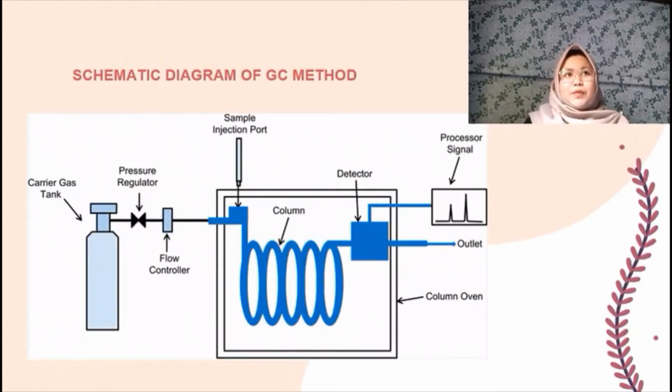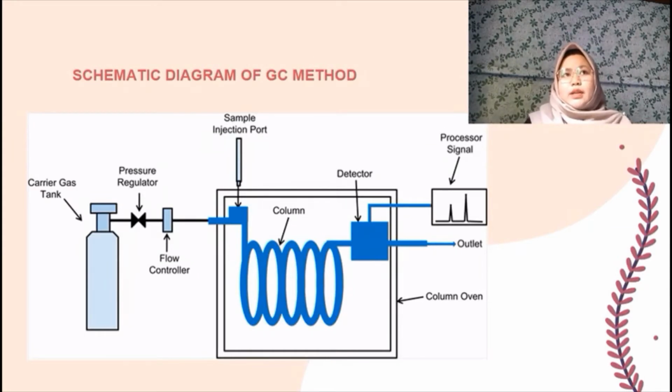So let's move to the schematic diagram of the gas chromatography method. We have gas carrier, pressure regulator, injection port, column, and detector. Gas carrier can transport analyte through the column. Pressure regulator, it will supply constant gas pressure.